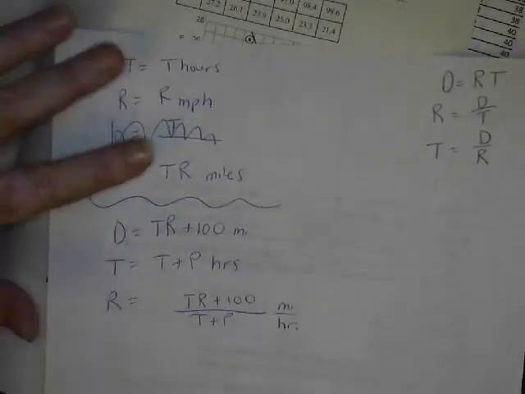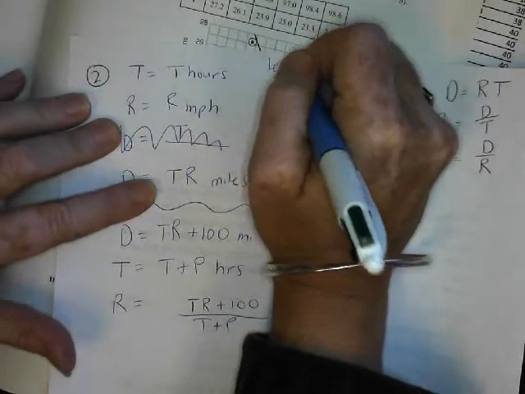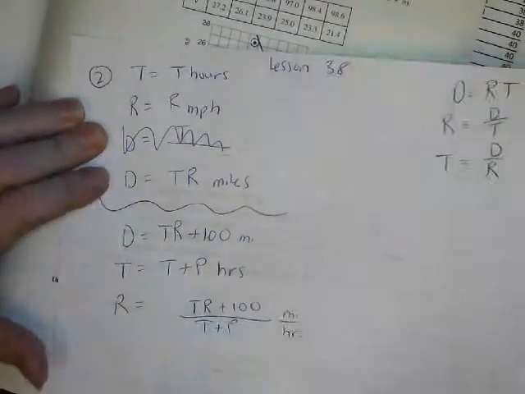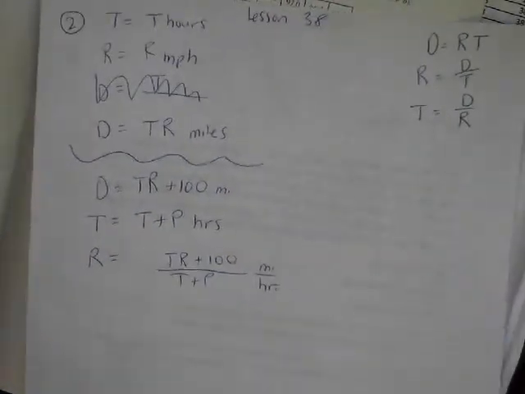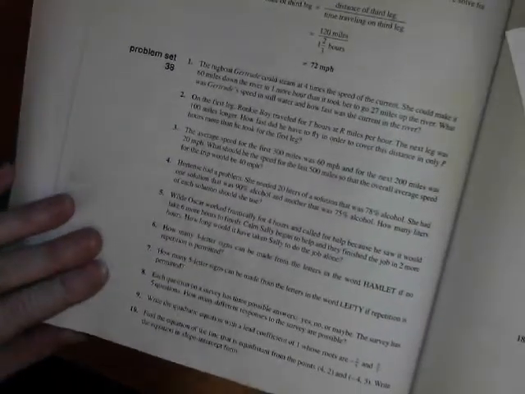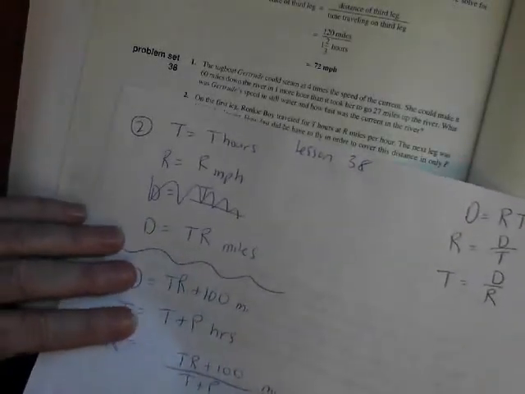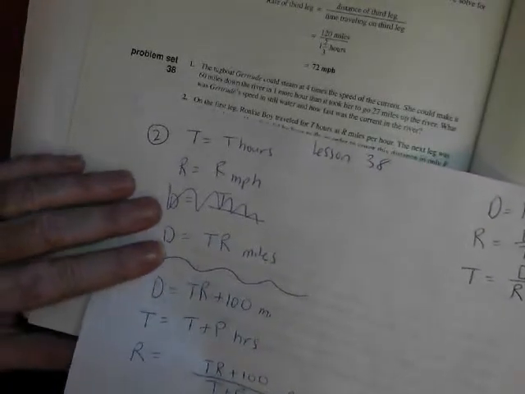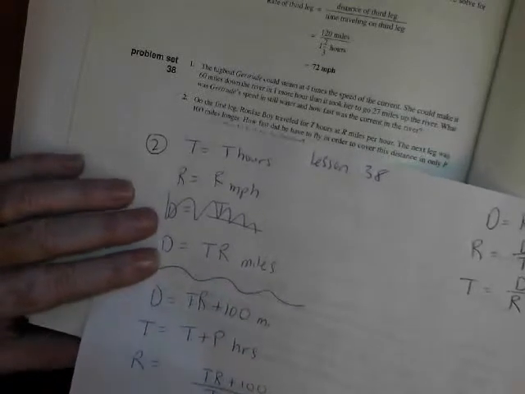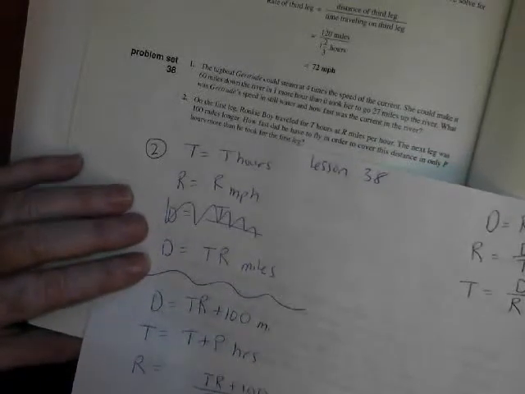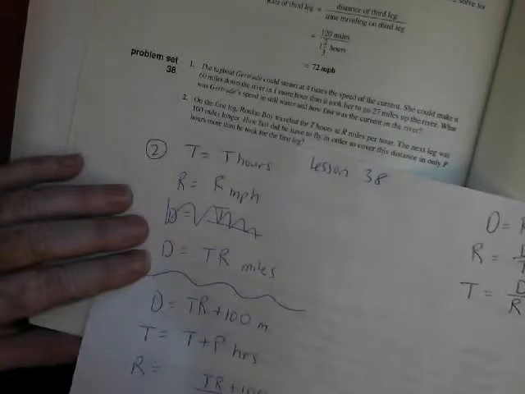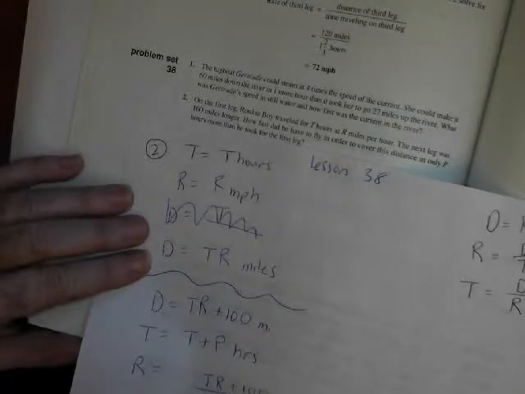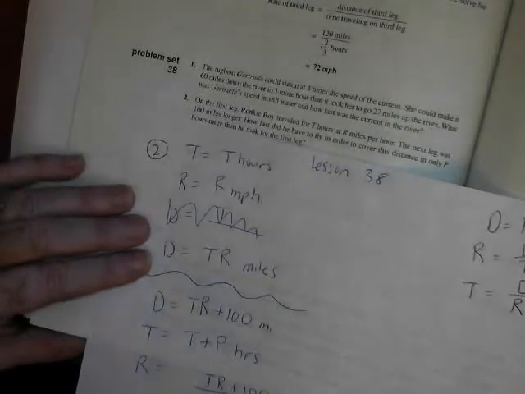This is lesson 38, number 2. Okay, I already started working on it. I was waiting for the updates. So it says, on the first leg, Ronky Boy traveled T hours at R miles per hour. The next leg was 100 miles longer. How fast did he have to fly in order to cover this distance in only P hours more than he took for the first leg?